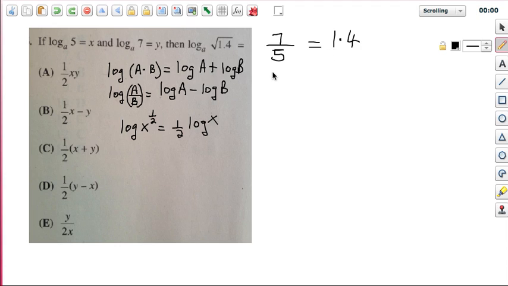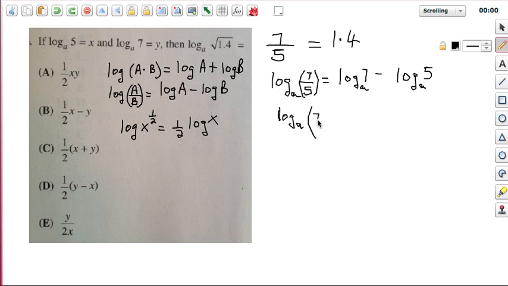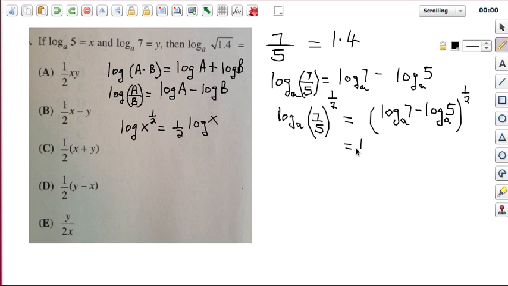So what we can do is we can say log of 7 over 5, which is also equal to log 7 minus log 5. This is all base a, by the way, so let's just put a here. And we are asked to find log base a of not 7 over 5, which is 1.4, but the square root of that, which is raised to the power half. So let's just go ahead and fix this. So it's log base a 7 minus log base a 5, raised to the power half. Bringing the half back down here in front.